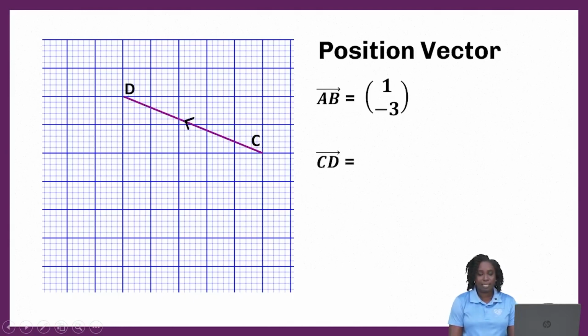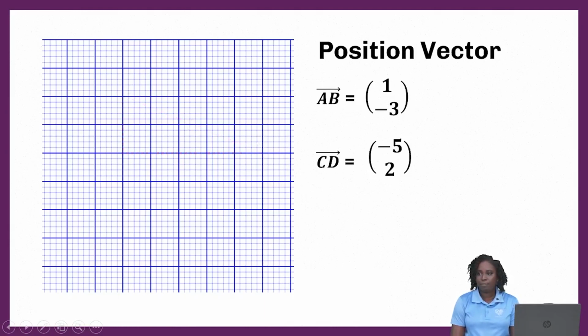C is the start and D is the end. How do I get from C to D? Well, I'm going to be moving to the left. Let's count the places left: 1, 2, 3, 4, 5 places. So we would have moved 5 places to the left, which therefore means our x value is going to be negative 5. And we're going to go upwards 1, 2 places. So our position vector is going to be negative 5, 2.